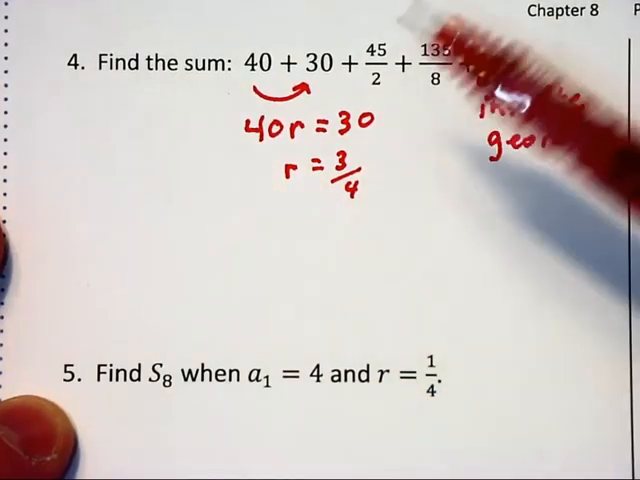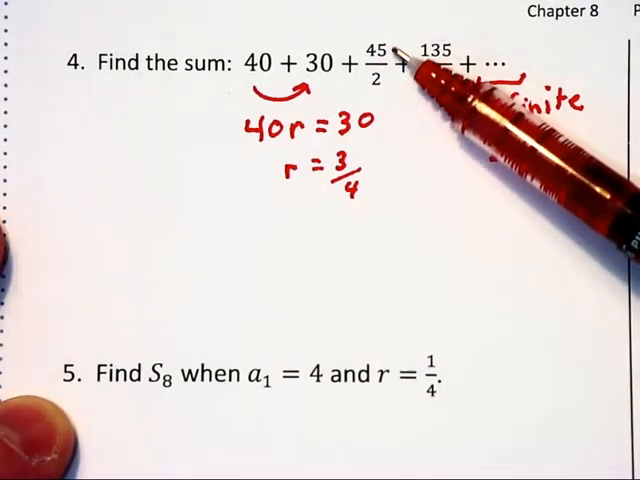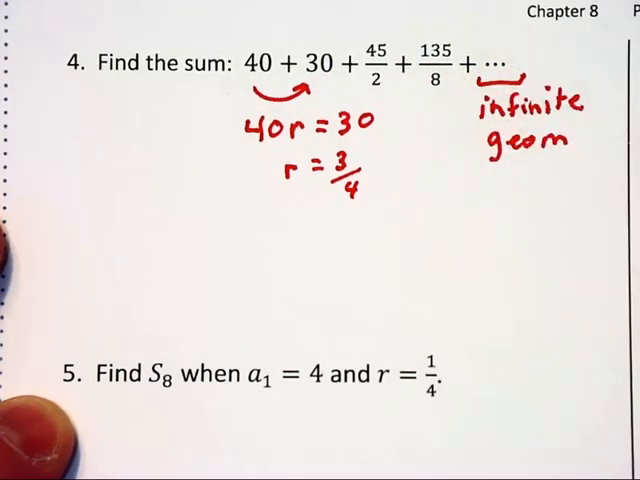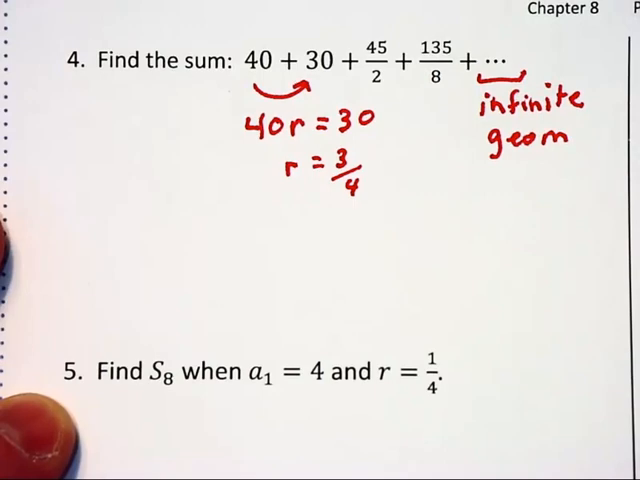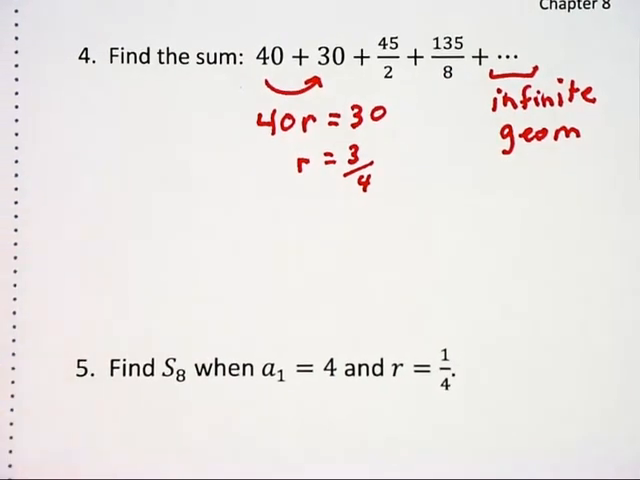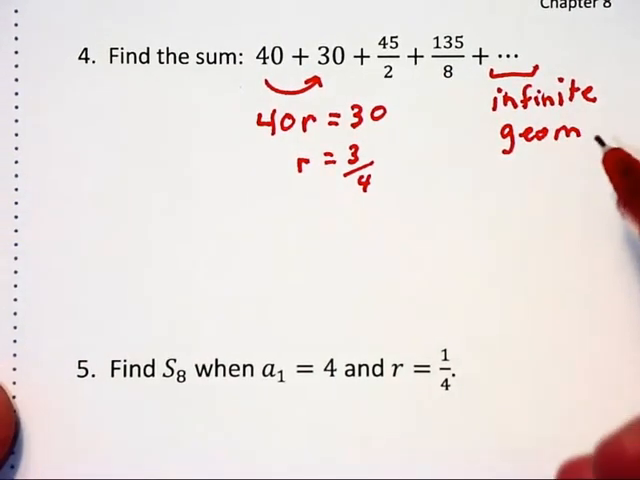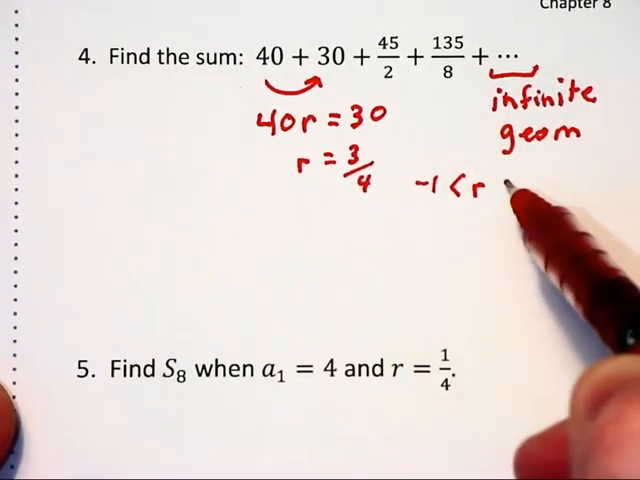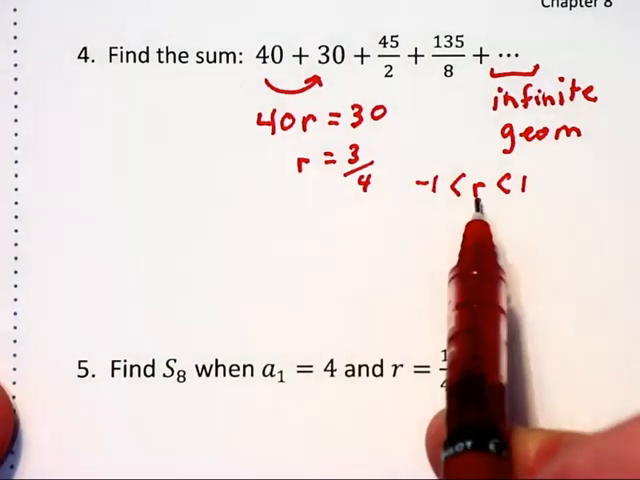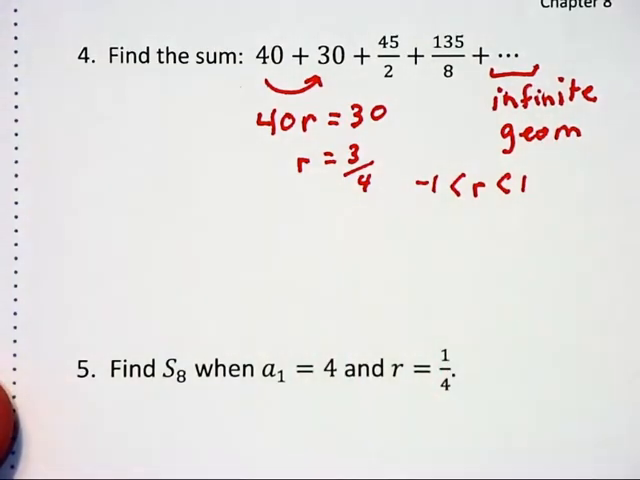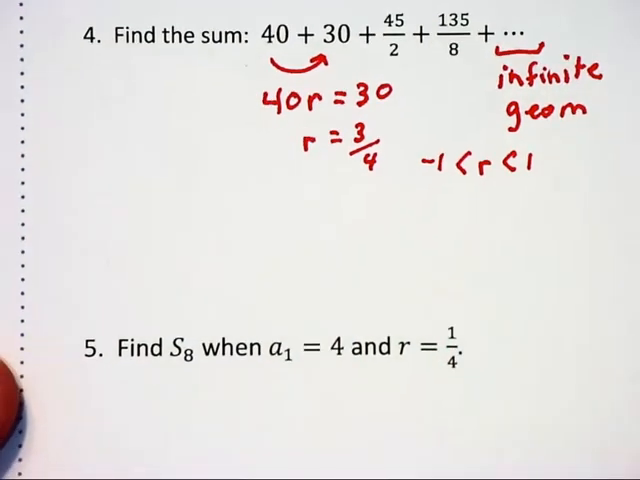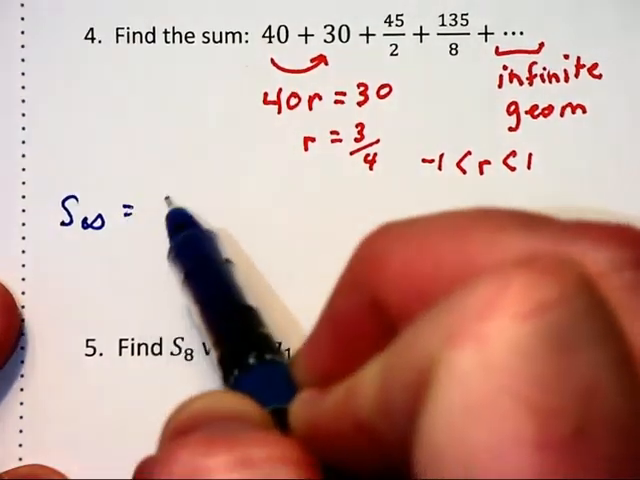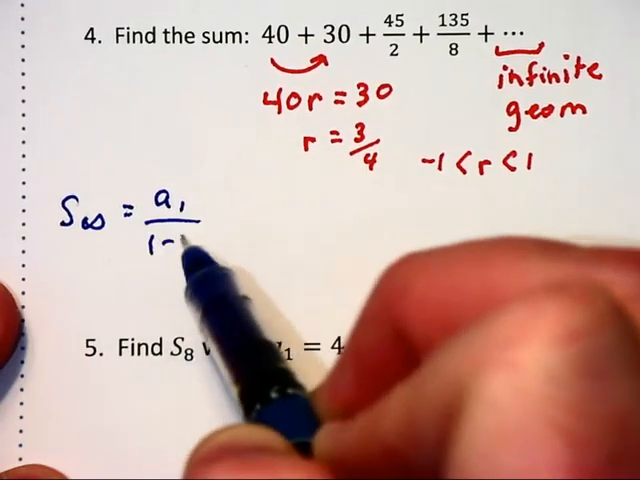Now let's check. 30 times 3/4 would be 90 over 4, which reduces to 45 over 2, and yes, that does appear to check. The second thing we need to check when we're finding infinite sums is whether r falls between -1 and +1. In this case it does, so it passes that test, and it's time to find the sum using the formula S sub infinity equals a1 over 1 minus r.